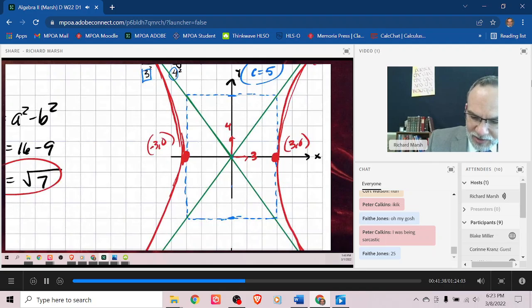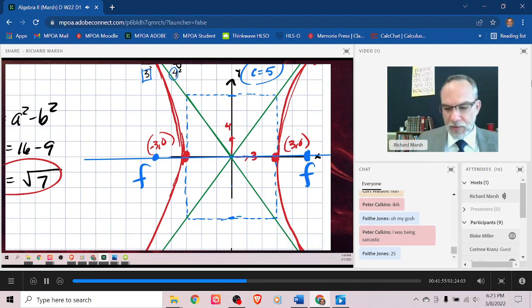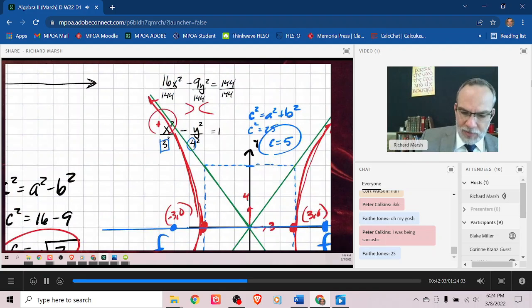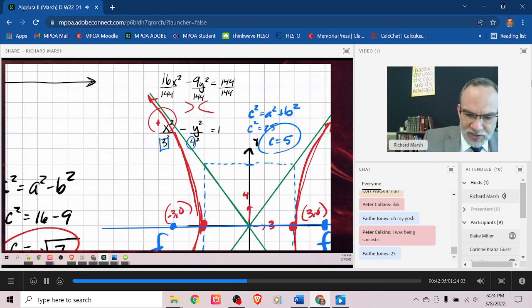The foci still sit along this major axis that comes through here. But now it's 5 units out. 1, 2, 3, 4, 5. Your foci sit here. This is your focus. 1, 2, 3, 4, 5. Focus sits right here. There's your focus. The focus has to be inside the curl. Inside the curl. Now, something to say about hyperbolas.